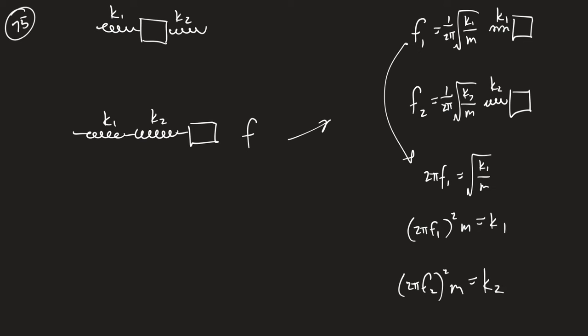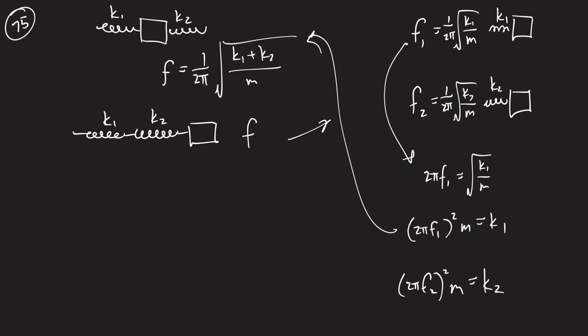Either way, we proved these in class already. We proved that the frequency is equal to 1 over 2 pi times the square root of K1 plus K2 over M. Plug it in, work it out.